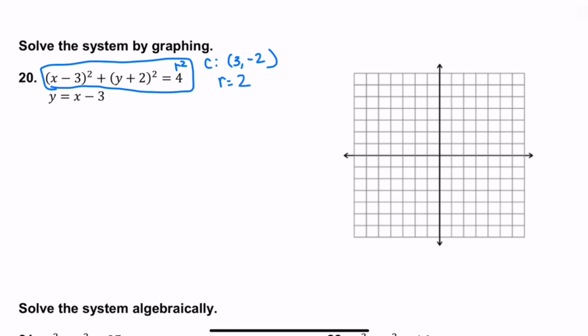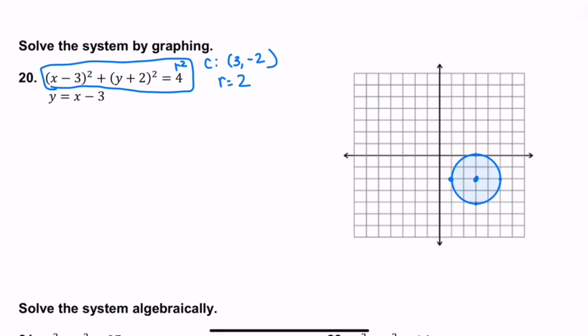So we're going to go over 3, down 2. And we're going to go 2 in every direction. And then we're going to finish the circle by connecting the dots into a circle shape.